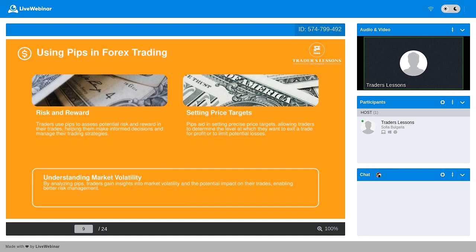Setting price targets is something you should do, based on exactly what I'm saying. Setting price targets allows you to determine the level at which you want to enter or exit a trade. In this case, you'll be able to decide how to limit your potential profits or losses. In a situation where you see a 10 or 20 pip difference between the buy and the sell price, and you want to invest in this product, this currency pair, you should check the chart and make a decision.